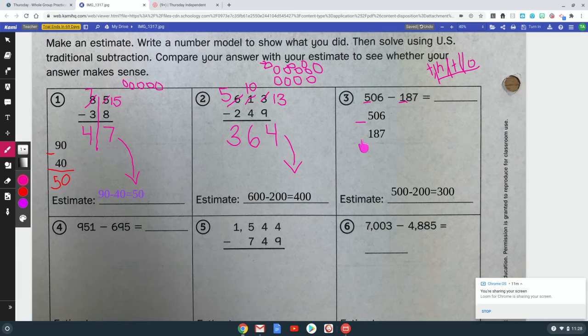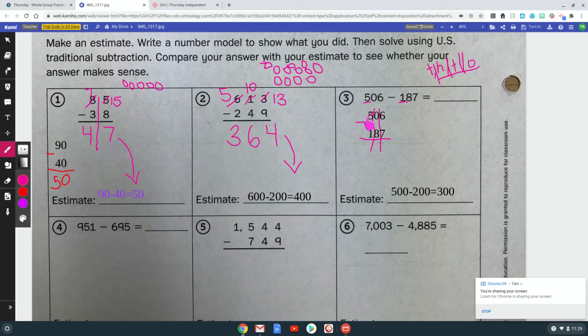Now I'm ready to solve. I can start with my text tool, 506 minus 187. Now I'm going to draw my minus sign and equal sign. You can always pause, ladies and gentlemen, to give yourself time to draw. You can pause this video. 6 minus 7. Well, I don't have enough ones to take away 7. I only have 6. And remember, we're always starting with our ones place value. Always start in your ones place value.